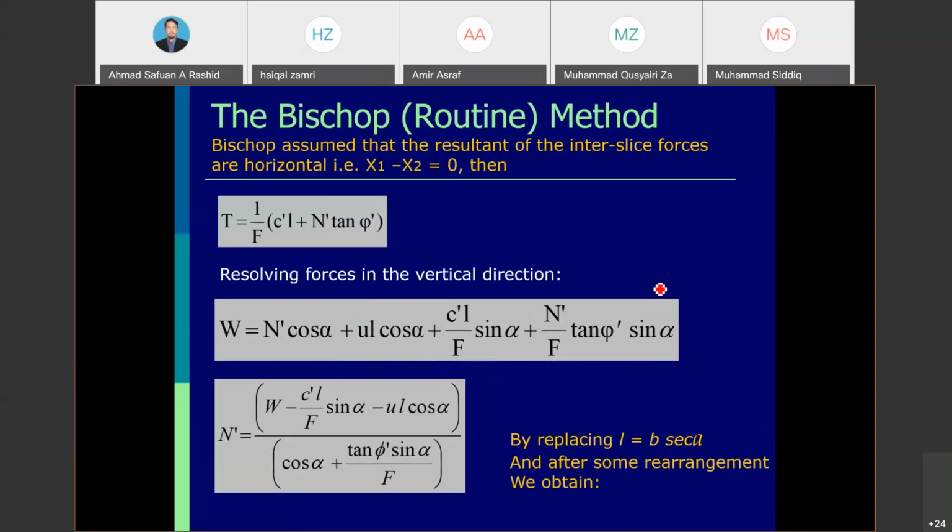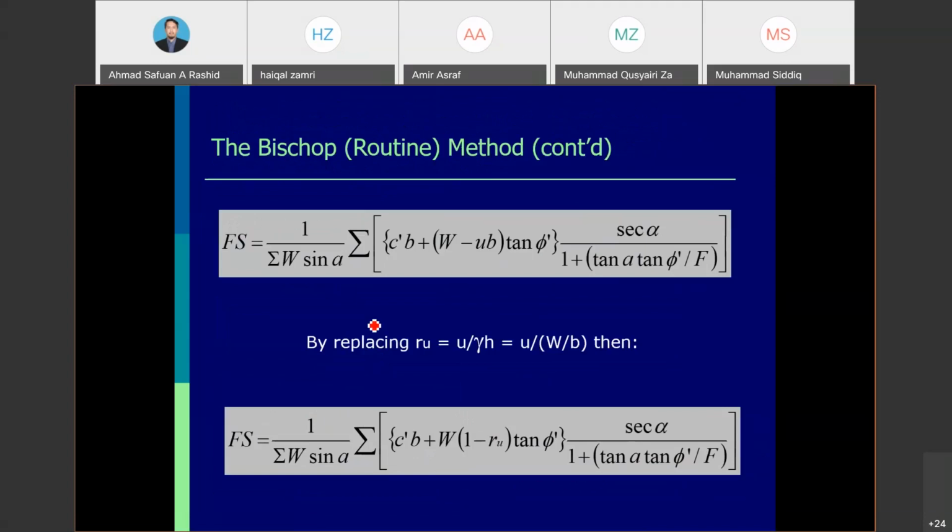Okay, then Bishop, the difference between X1 and X2 is equal to 0. Assume that the resultant for the interslice force are horizontal, which is X1 minus X2 is equal to 0, then they come up with a different equation. So based on this Bishop, kalau tengok pada general equation dia, kita akan dapati bahawa dia ada dua factor safety, which is on the left, which is a common one, and also on the right.